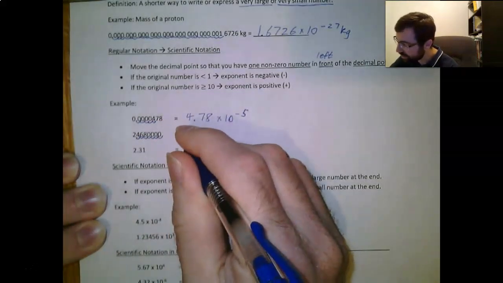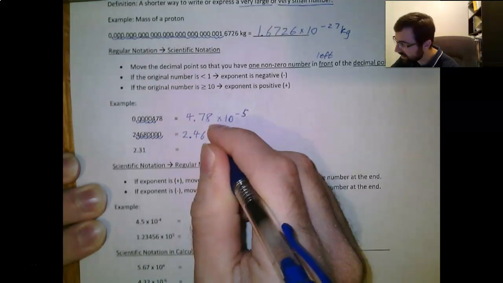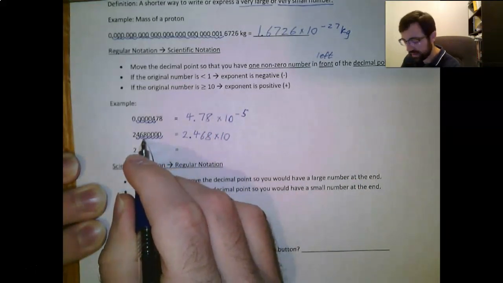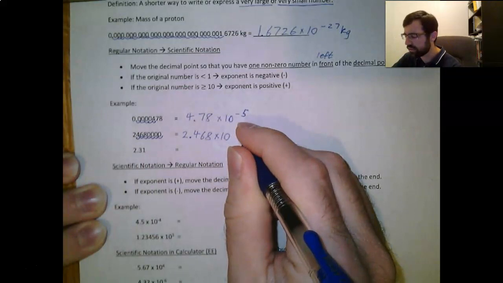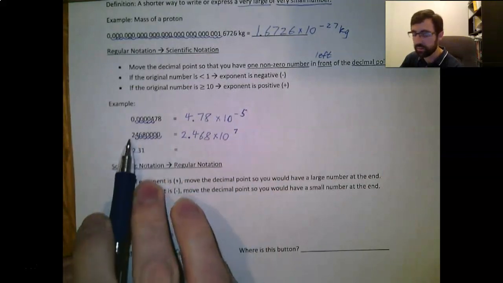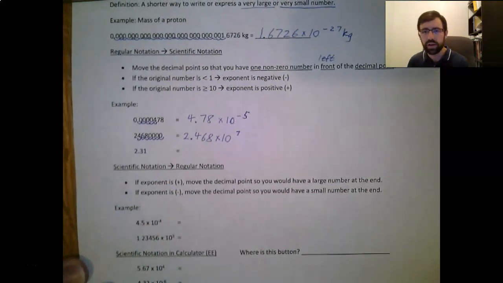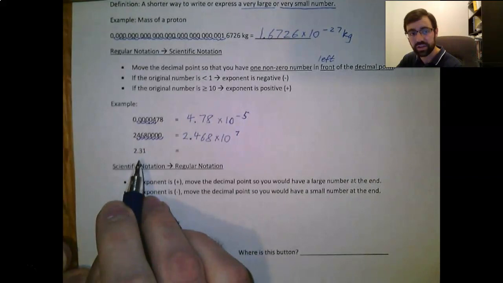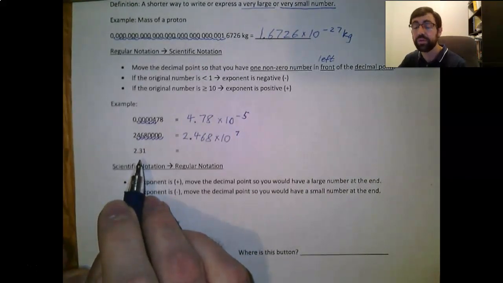So I have 2.468 times 10 to the, did I just say 7, 10 to the 7th power. Is it positive or negative 7? Well, this number was larger than 10, so that makes that a positive exponent. Now, what if it's not larger than 10, but it's not smaller than 1, like this number, 2.31? Well, think about it this way. Do I need to move the decimal to get it right after the first non-zero? I don't have to move it at all. So how many spaces did I move it? I moved it 0 spaces.